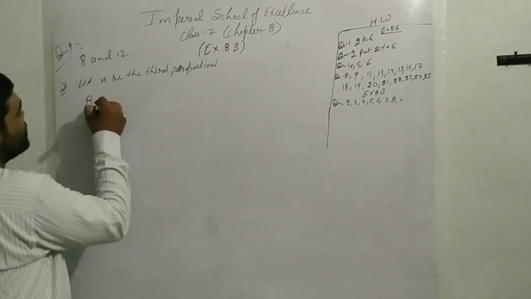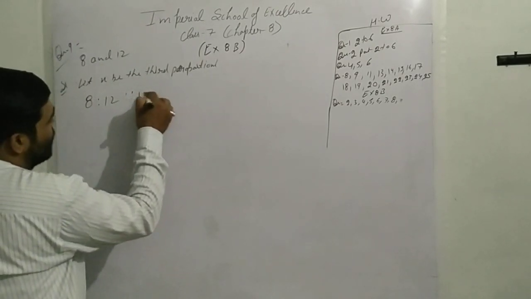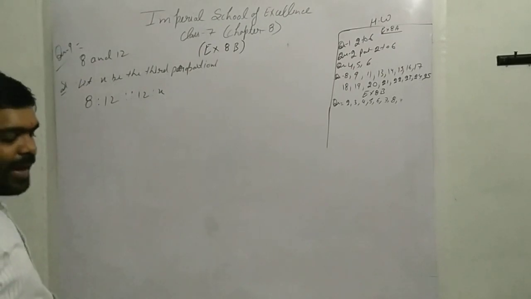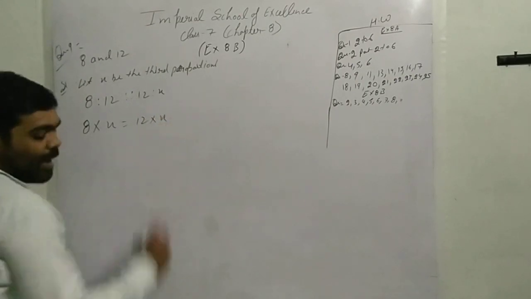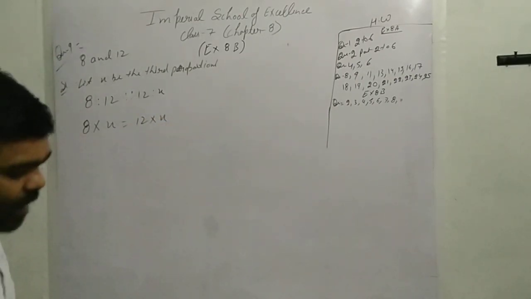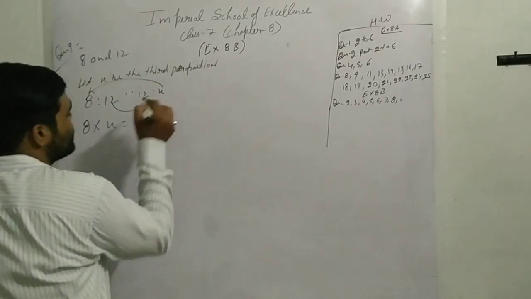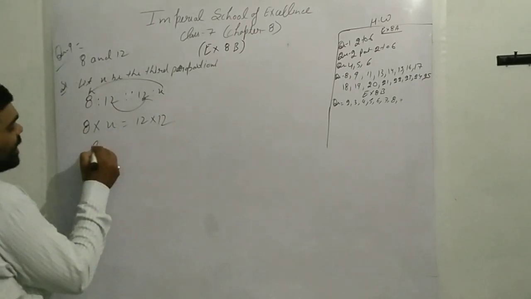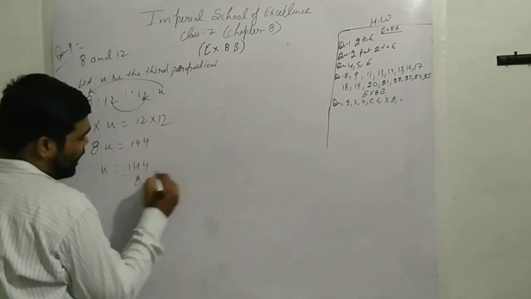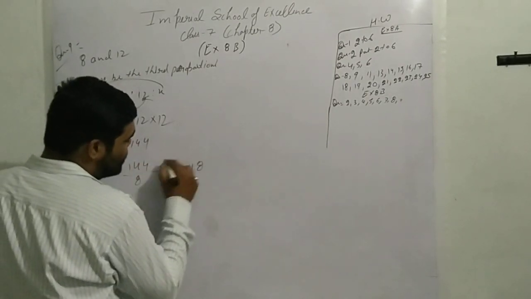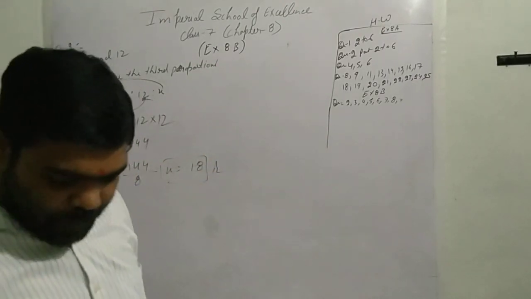Now 8 ratio 12 equals 12 ratio x. Now 8 multiplied by x equals 12 multiplied by 12. This is the extreme and this is the means. Now 8x equals 144. x equals 144 upon 8. Now x equals 18. This is your answer.